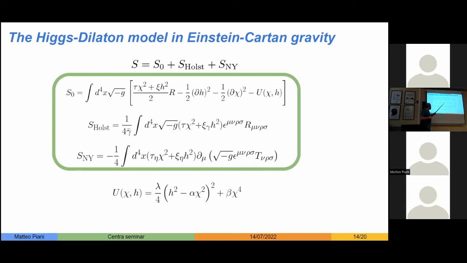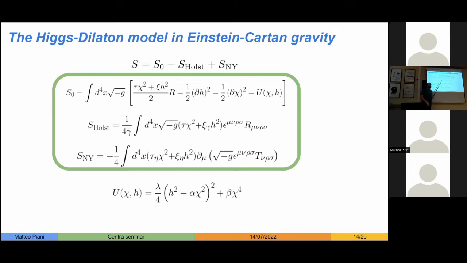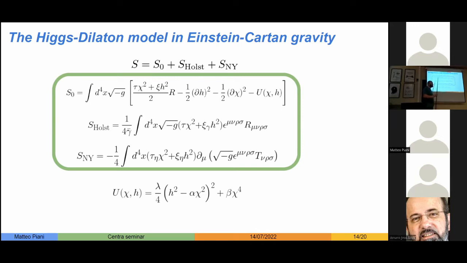Then again, we have the Holst and the Nierian term. Now, let me remark something about the Holst term. The 3 parameters in the Holst term are 3. This notation, I think, is very misleading, but since we wanted to compare with other things in the literature, we decided to follow this notation. But the 2 parameters that are independent are gamma bar and psi gamma, because this tau is the same appearing in the other term.